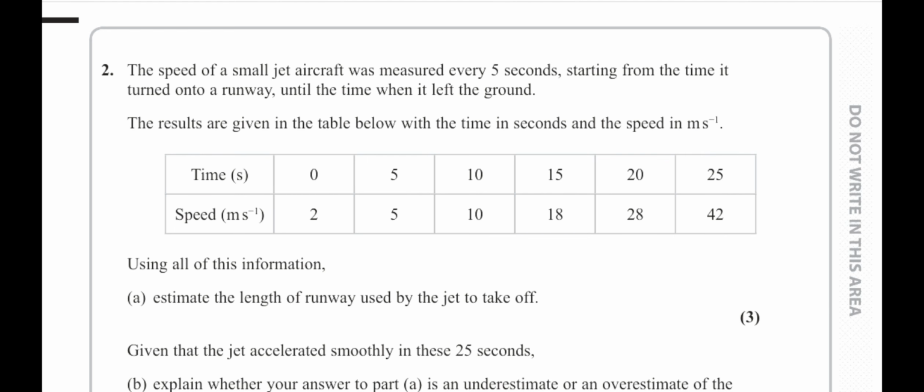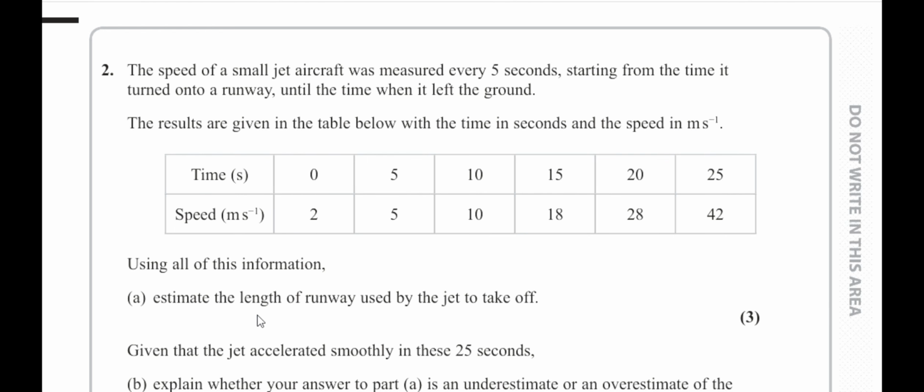Question 2. The speed of a small jet aircraft was measured every 5 seconds, starting from the time it turned onto a runway until the time when it left the ground. The results are given in the table below with time in seconds and the speed in meters per second. Using all this information, estimate the length of the runway used by the jet to take off.